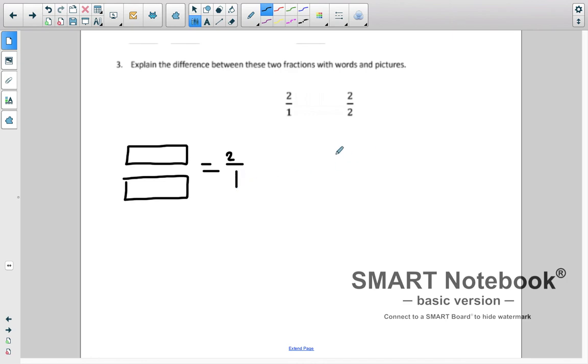Now I'm going to draw 2/2. Well, remember my rectangle equals one whole, and I'm going to split it in half. Now I know that this is 2/2 because this piece is 1/2, and this piece is 1/2. If I was to add 1/2 plus 1/2, that would give me 2/2. 1 plus 1 equals 2. The number on the bottom stays the same. 2/2. So these are different because this is 2 copies of one whole, and this is one whole split into 2 pieces.